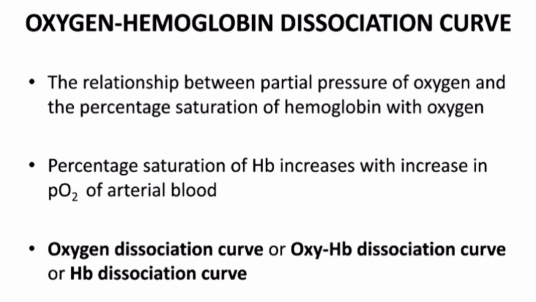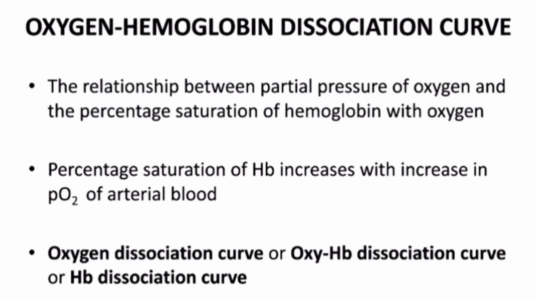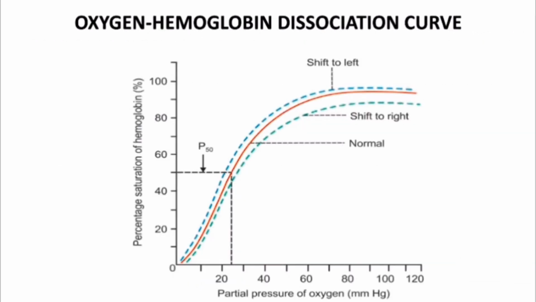The oxygen hemoglobin dissociation curve is nothing but the relationship between the partial pressure of oxygen and the percentage saturation of hemoglobin with oxygen. The percentage saturation of hemoglobin increases with an increase in the partial pressure of oxygen in the arterial blood. This curve is also known as the oxygen dissociation curve, oxyhemoglobin dissociation curve, or hemoglobin dissociation curve.